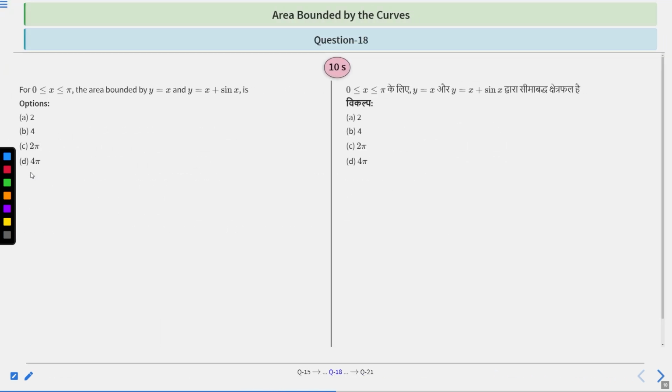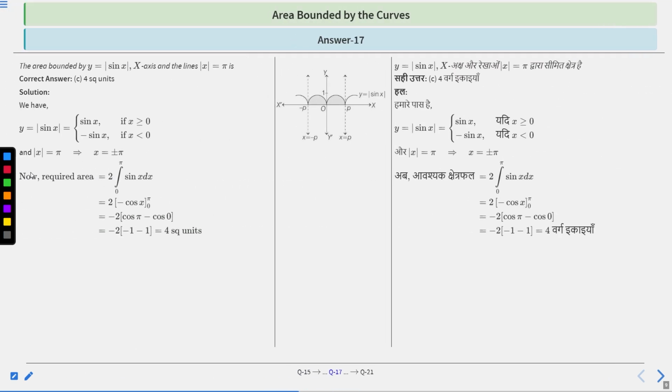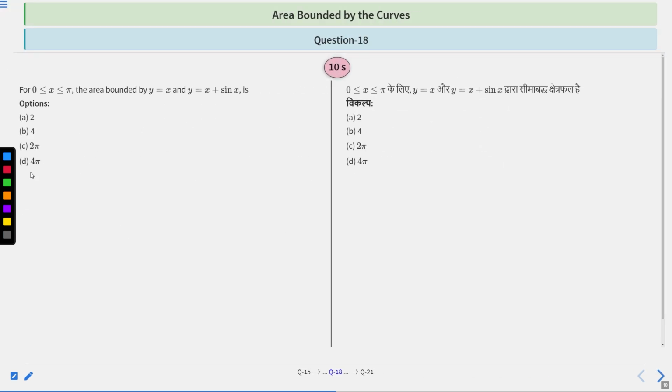Question number 18. For x between 0 to pi, find the area bounded by the curve y equal to x and y equal to x plus sin x.